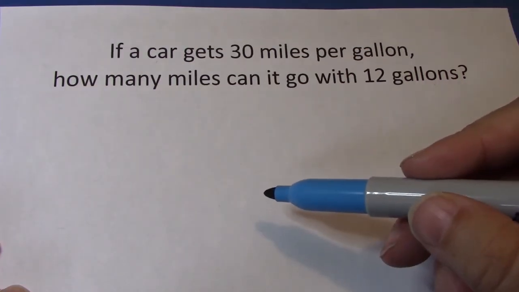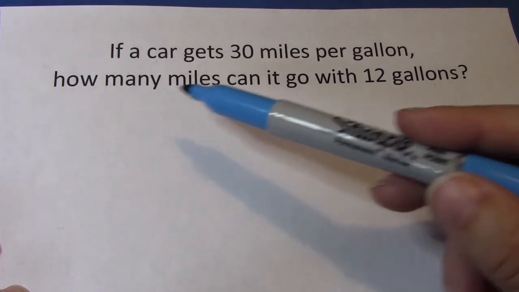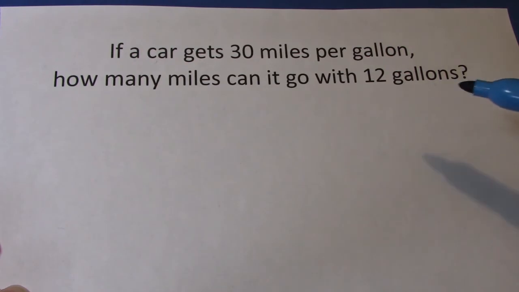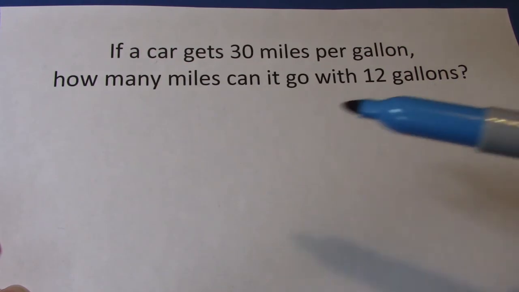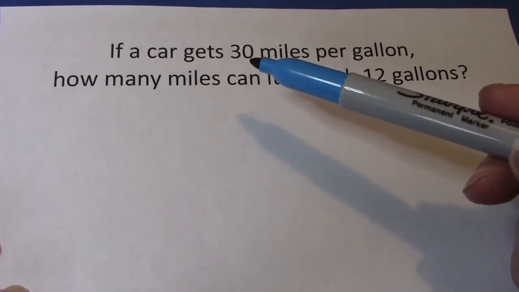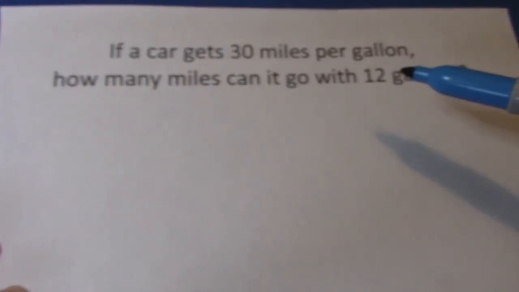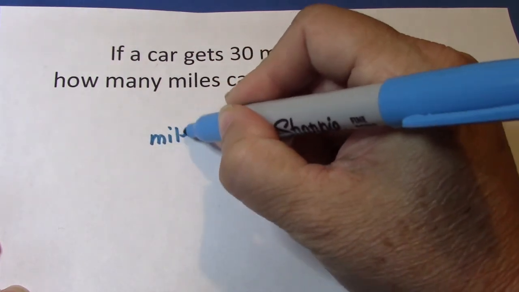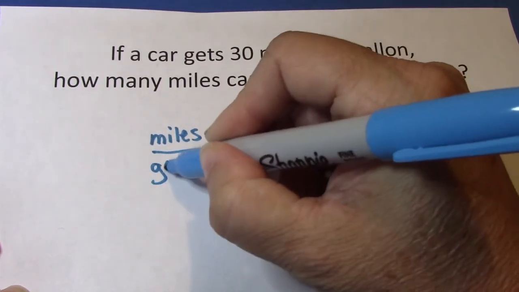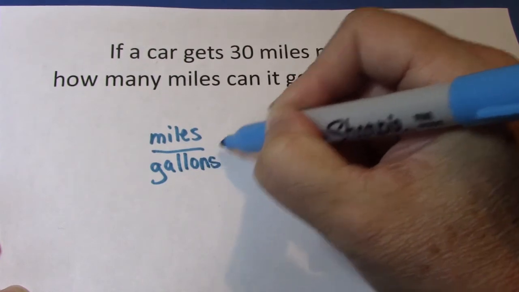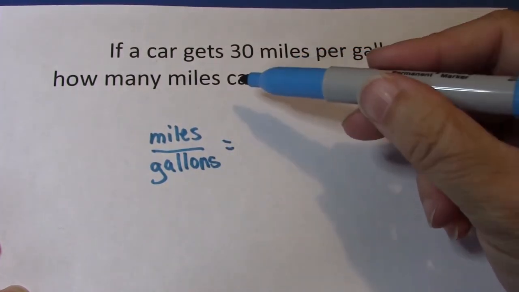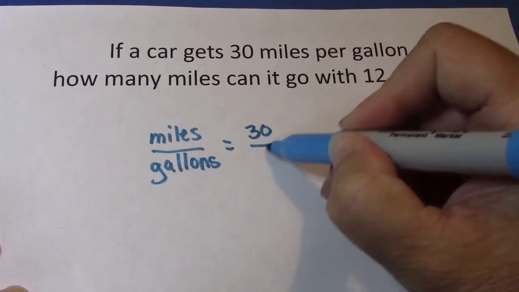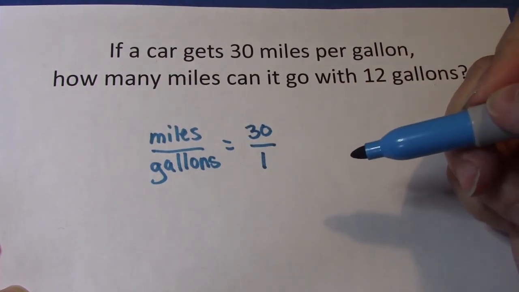Here's another problem with a direct proportion. If a car gets 30 miles per gallon, how many miles can it go with 12 gallons? So the first step, what is having the relationship here? Well, it's miles and gallons, right? So we'll write this, miles and gallons. So what do we already know? Well, we know that 30 miles per 1 gallon is our relationship.